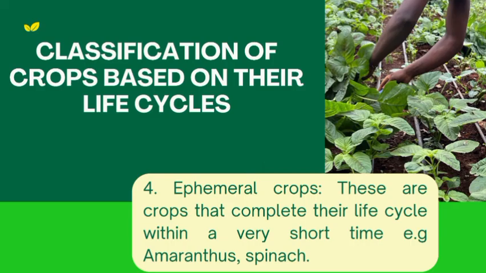The moment they complete their life cycle, they die. So that is an ephemeral crop. Some can even take less than 3 months, or they can't take a whole year. They take a very short time to complete their life cycle. Examples of these ephemeral crops are amaranthus and spinach. Usually the vegetables take a few months to complete their life cycle. So that is that on classification based on their life cycle.